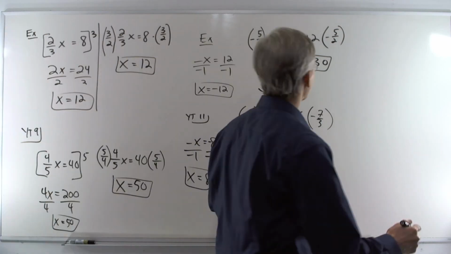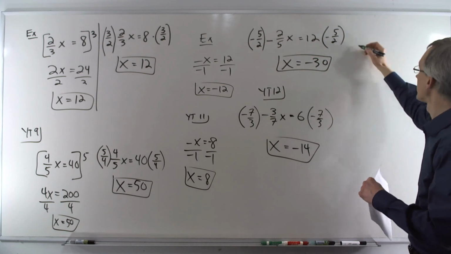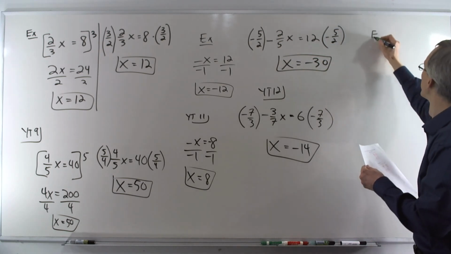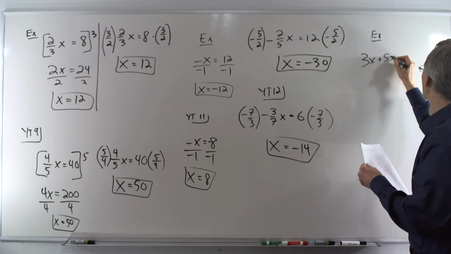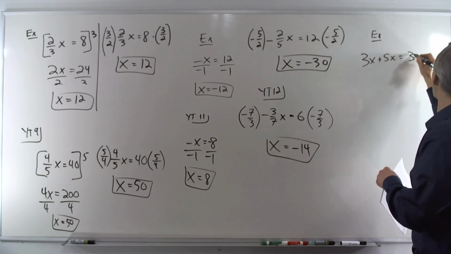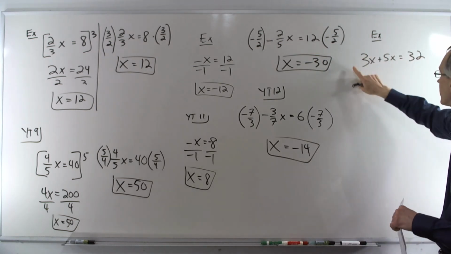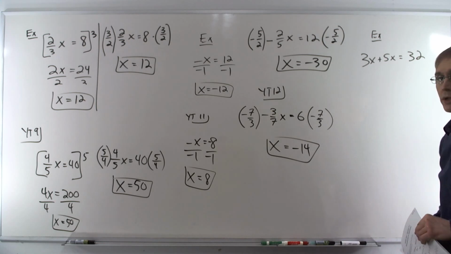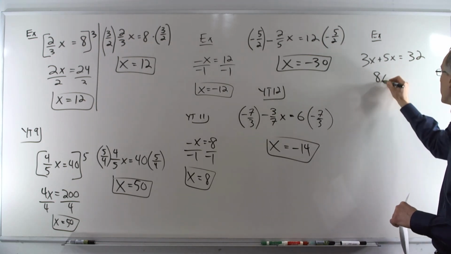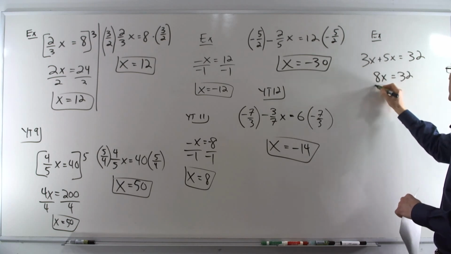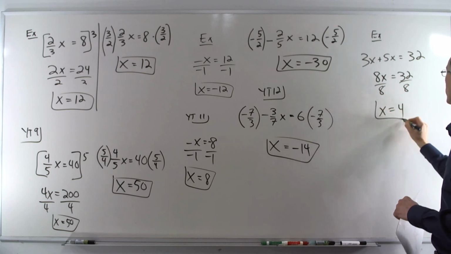Now some equations, we won't just have a single x term. We may have more than one. First step in solving an equation like this is always to combine like terms. We need to simplify one side of the equation if possible. So 3 and 5 is 8, so we get 8x on the left equals 32. Then divide by 8, x equals 4.